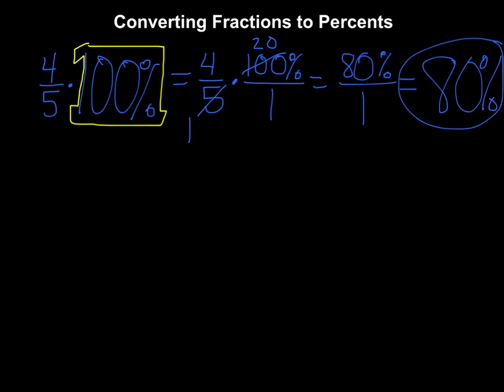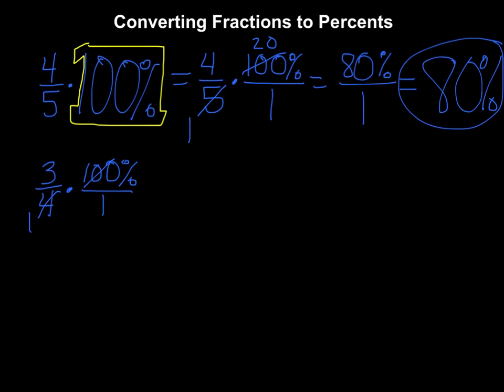Let's take a look at another example now. Let's do 3/4. Now, as you get more used to this, you're going to realize that 100% is automatically going to get thrown over 1, which actually, since this is 1, well, 1 over 1 is 1. So we can skip straight to multiplying by 100% over 1.